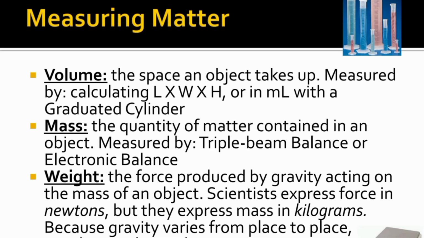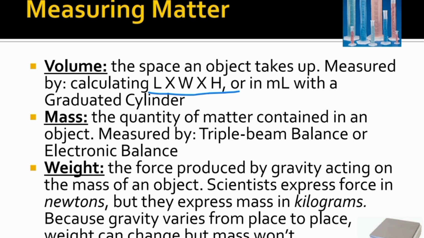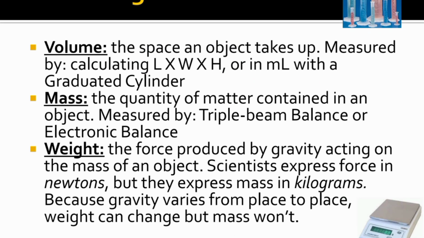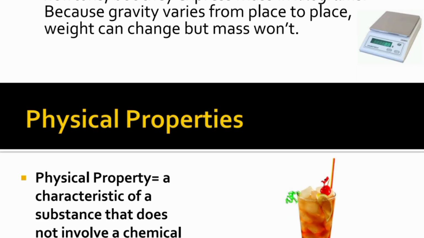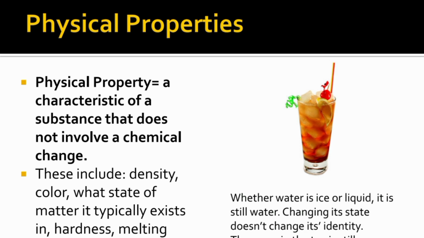When measuring matter, we measure volume. What is the volume formula? Length multiplied by width multiplied by height. It is measured in milliliters. Mass is the quantity of matter contained in an object. These are the characteristics of matter. Weight is the force produced by gravity acting on the mass of an object, expressed in newtons, but mass is expressed in kilograms.